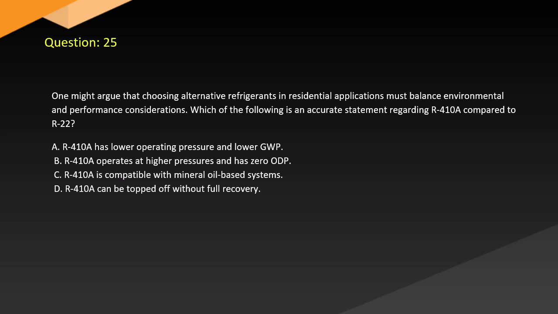Question 25. One might argue that choosing alternative refrigerants in residential applications must balance environmental and performance considerations. Which of the following is an accurate statement regarding R-407C compared to R-22? A. R-407C has lower operating pressure and low ODP. B. R-407C operates at higher pressures and has zero ODP. C. R-407C is compatible with mineral oil-based systems. D. R-407C can be topped off without full recovery.